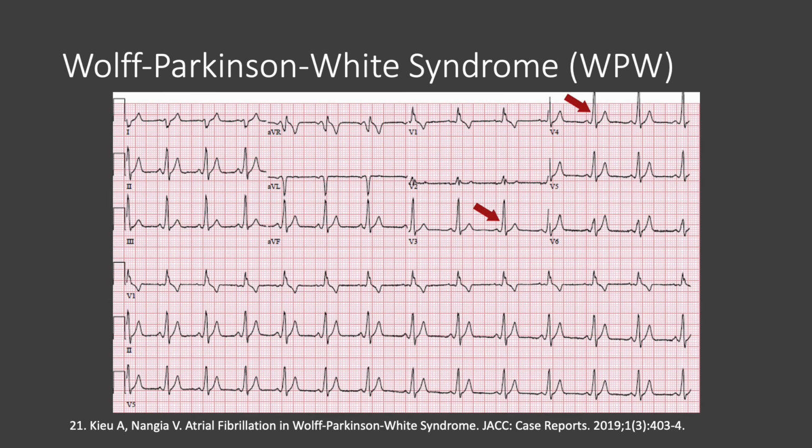This is the same patient after cardioversion, and you can see the characteristic short PR interval now that he's in sinus, and you can see the delta waves that are consistent with the left lateral accessory pathway. Ablating the accessory pathway reduces the patient's risk of sudden cardiac death back to normal.